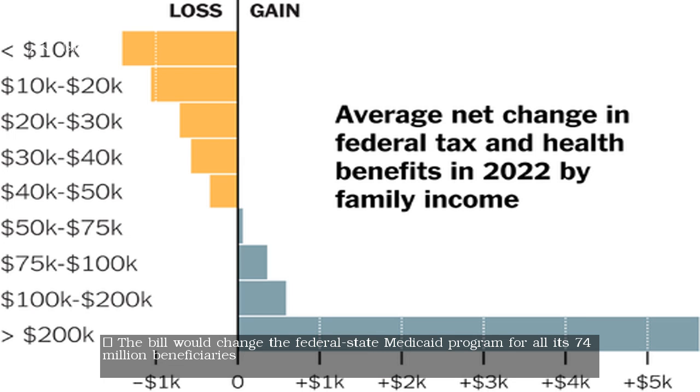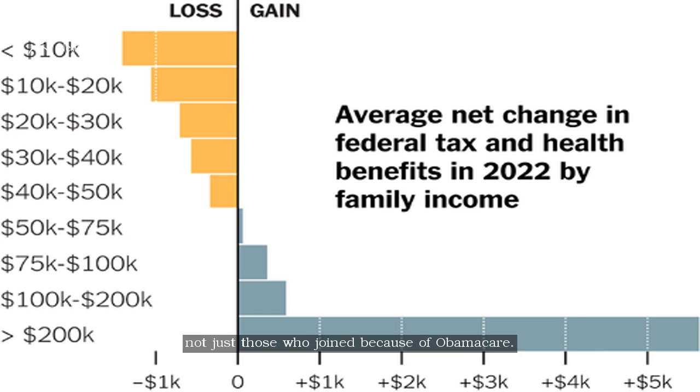The bill would change the federal-state Medicaid program for all its 74 million beneficiaries, not just those who joined because of Obamacare. It would rearrange the subsidy system that helps middle-income Americans buy their own insurance coverage, creating new winners and losers. We don't have an estimate of the effects of the bill with the new changes, but we have some sense of the original bill's impact.